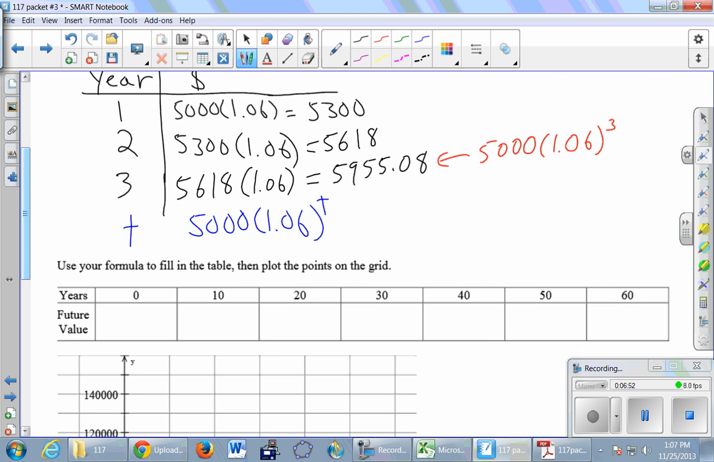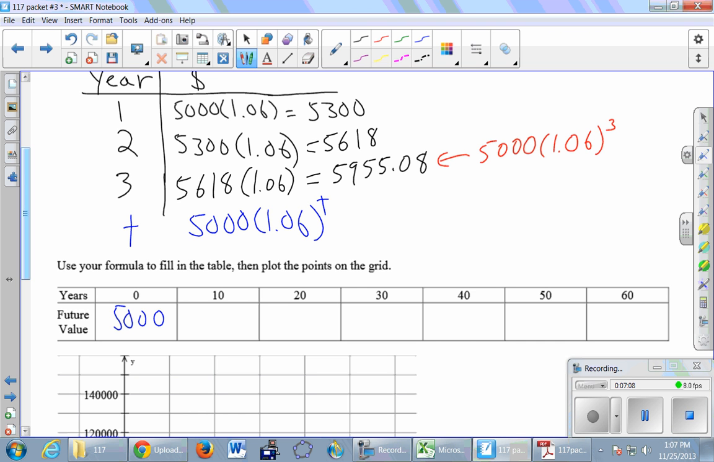Okay, so let's start filling in this table together here. In year 0, that's the start of the experiment. How much money did we have? 5,000, so we're going to put that there. Now we haven't yet found how much money we have at the end of year 10.